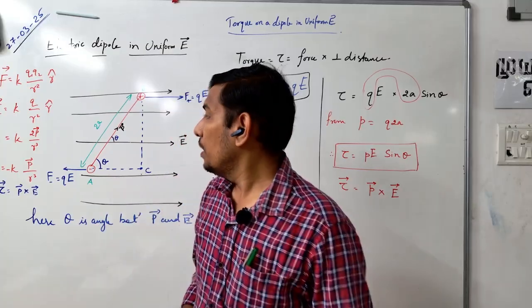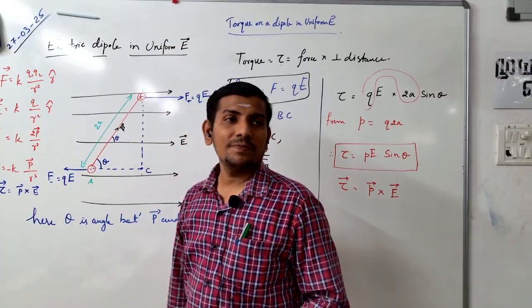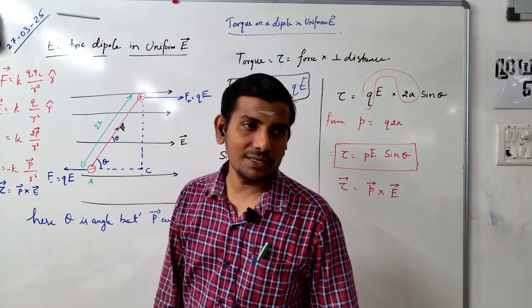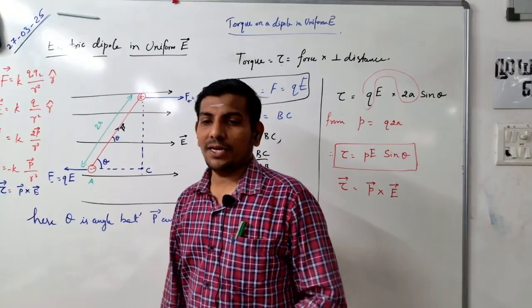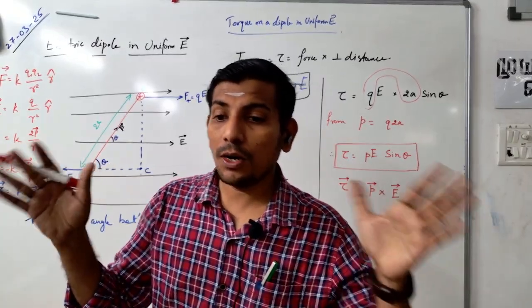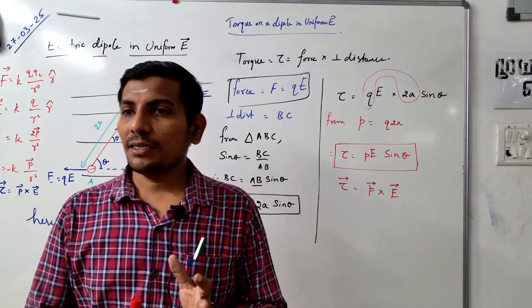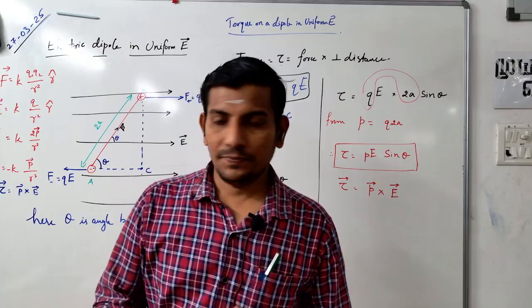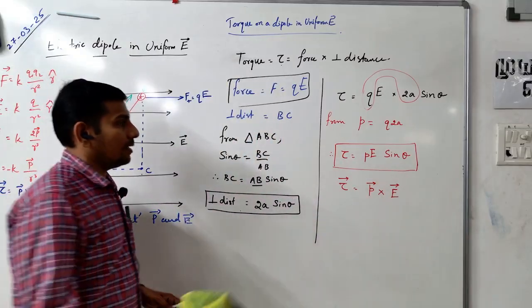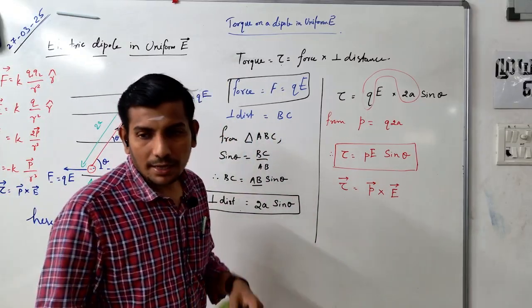Okay, axial vectors and polar vectors. Vectors can be divided into two broad categories. One is polar vector, second is axial vector. Polar vector na enna, axial vector na enna?